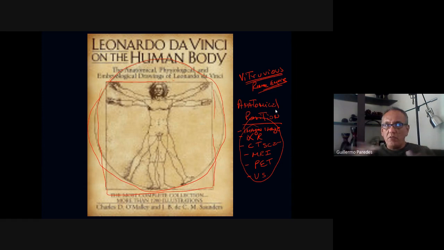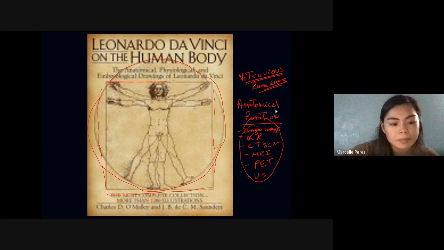be opposite. So that means this is my right hand. What I have in front is the left side of the patient. If this is my left hand, what I have in front is the right side of the patient. So always opposite. You okay with that? Yes. Okay.